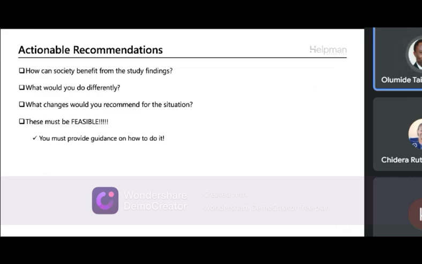Because you have studied, you know exactly what is being done. You know how things are being done currently. And then you are saying, this is what I would do differently based on these findings, and I'll recommend these changes. But everything you're recommending must be feasible, and you have to guide in terms of how to do them. This is when you think you have done research that is useful in the development community.